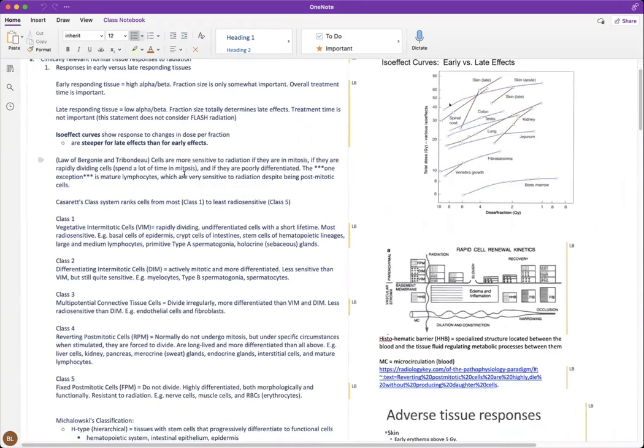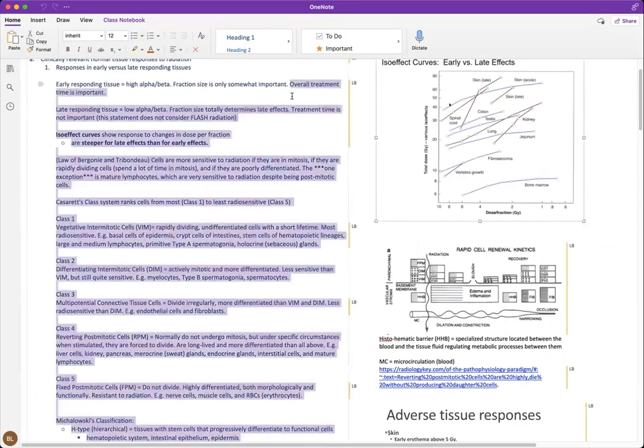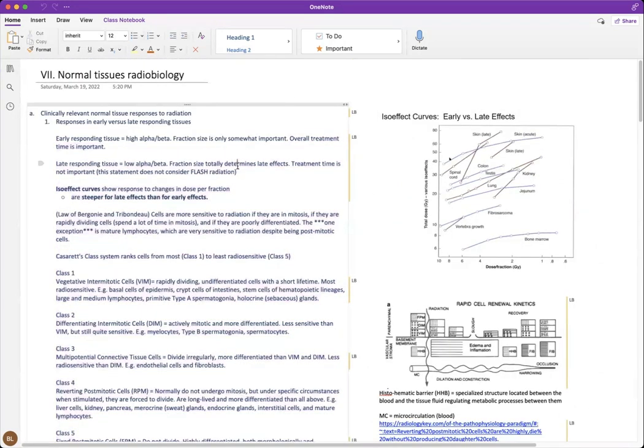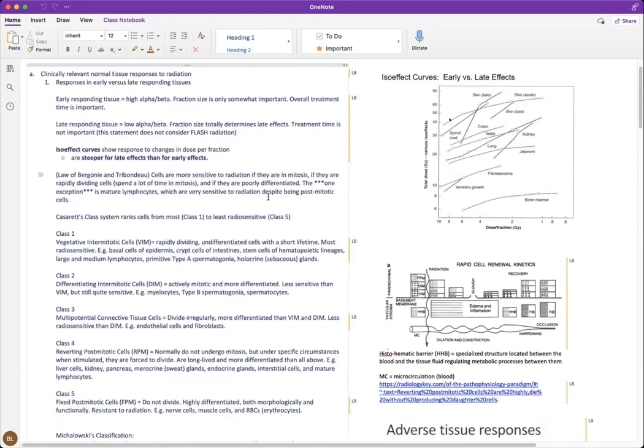So early responding tissue, high alpha beta, fraction size is only somewhat important, but the overall treatment time is important. For late responding tissues, think low alpha beta, and the fraction size totally determines the late effects. And the treatment time is not really that important, but that's not considering FLASH. We talked about isoeffect curves and how here in red we have steeper curves for things with late reactions compared to shallower curves for things with early reactions.